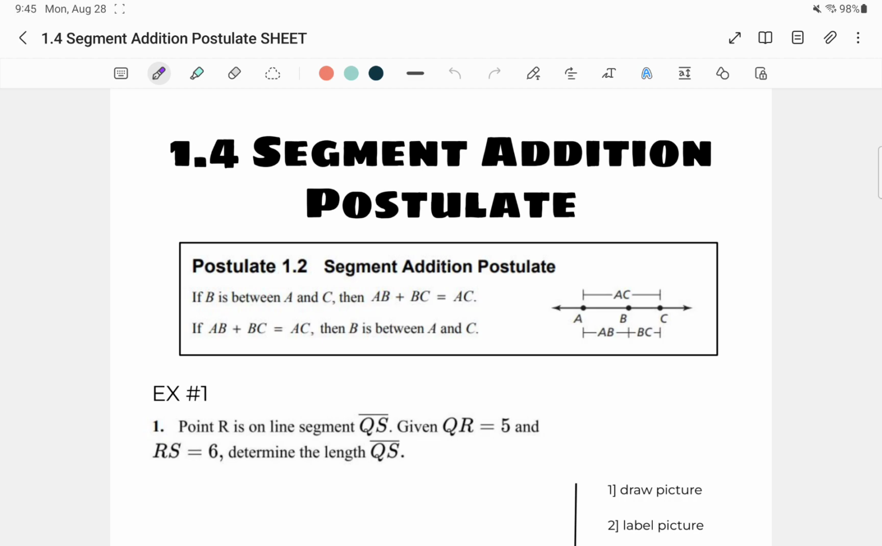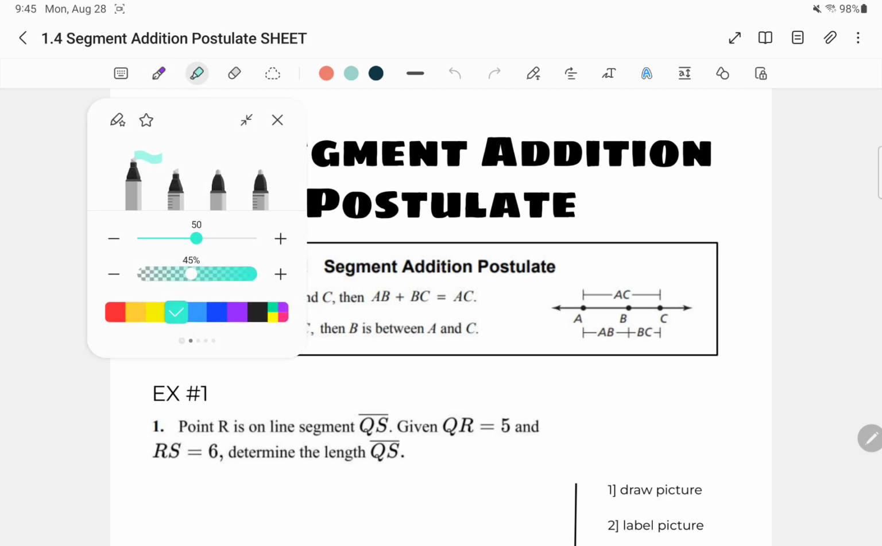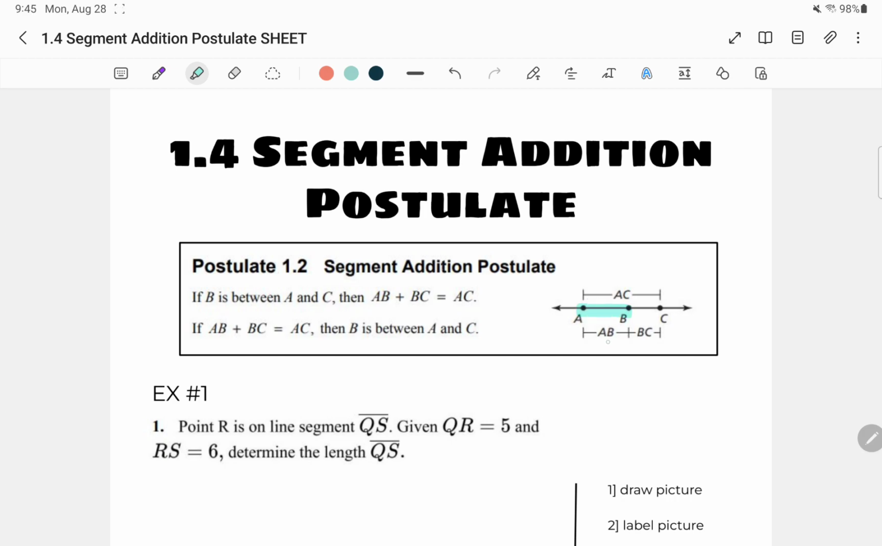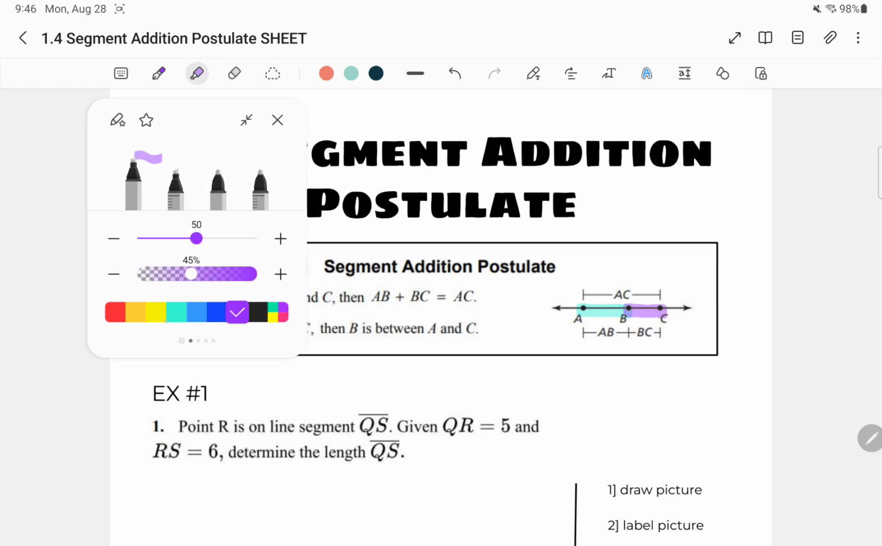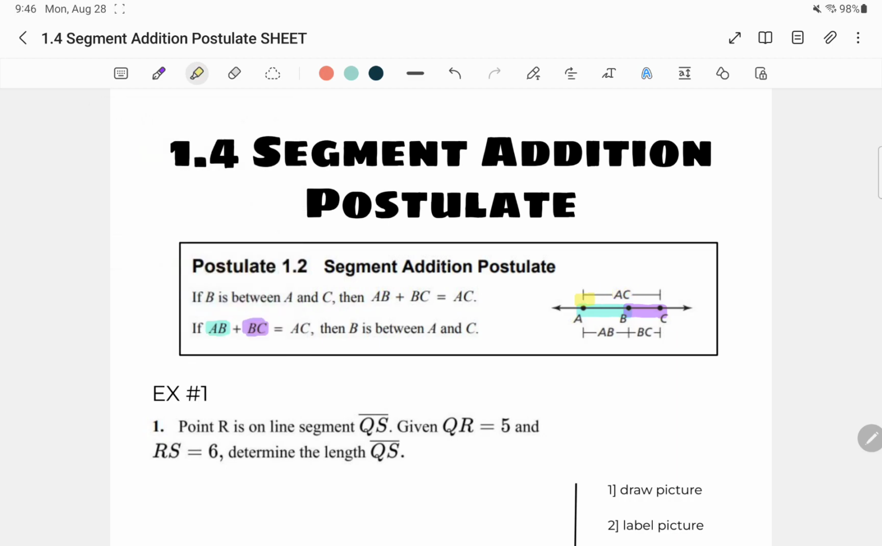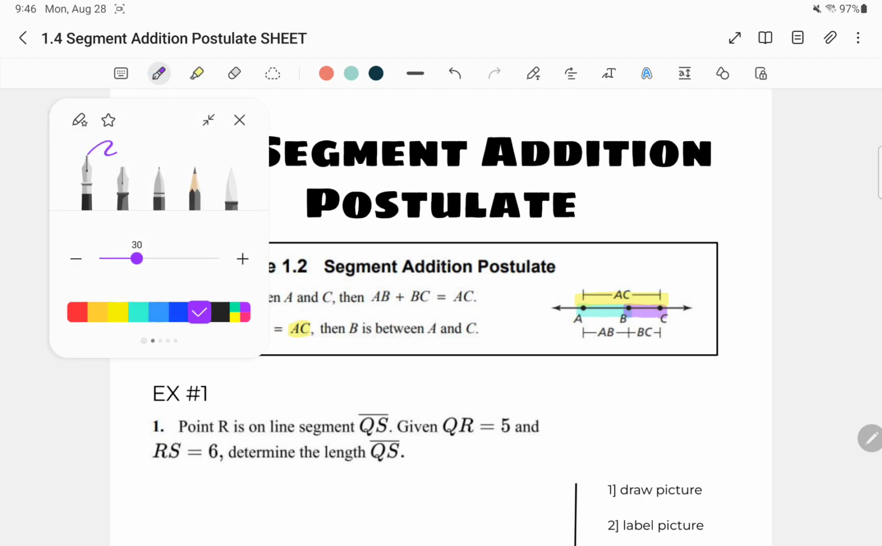So the segment addition postulate just states that if point B is between points A and C, then line segment AB, which is this part, plus the other part, BC, is going to just equal the entire thing. So this entire line segment from A to C is kind of like our whole. It's kind of like our part plus our part is equal to our whole. So let's go through the examples and you'll see what I mean.